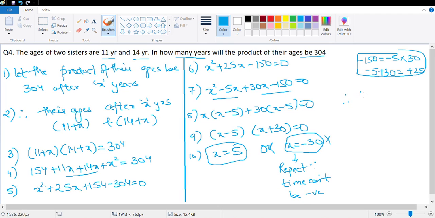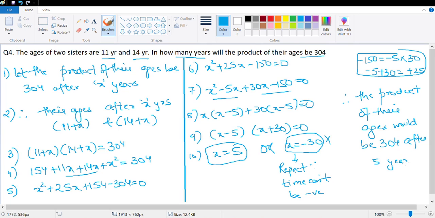Therefore, the product of their ages would be 304 after 5 years. So that's the question. The product of their ages would be 304 after 5 years. The question doesn't want us to figure out their ages, they just want us to figure out the number of years. Perfect. Let's look at the next one.